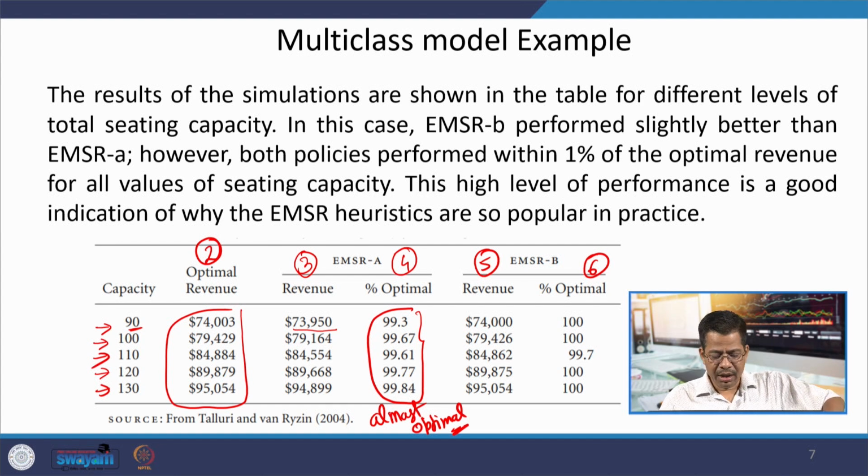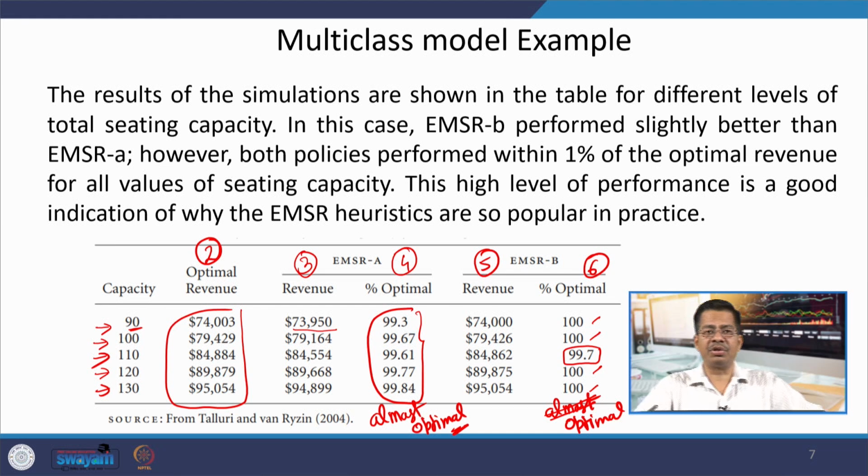EMSR B method. Now, here you see that revenue is almost equal to column number 2. 74,000 is the revenue, which is almost equal to optimal revenue. Optimal revenue is just 3 rupee extra to the EMSR B. So, here you see that most of the time it is 100, 100, 100, 100. Only in this one particular scenario it is 99.7. So, this is again almost optimal, or rather it is not appropriate to say almost, it is actually optimal.